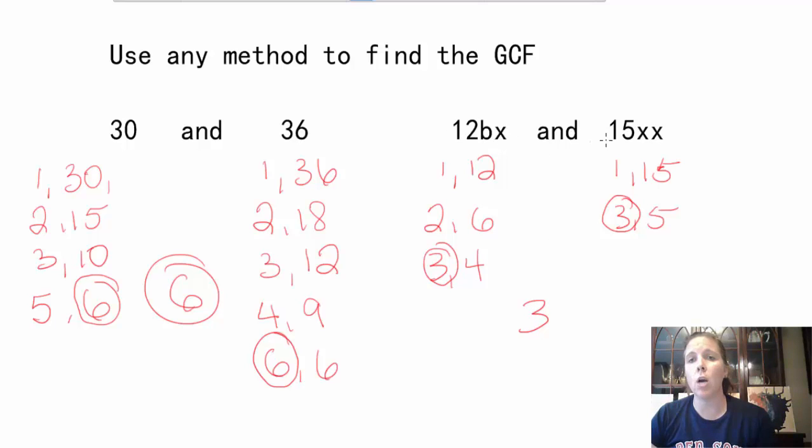So then we look, what do we have in common? We have 1 x here and 2 x's here. We have 1 b here and no b's here. So what do we have in common? We have 1 x is the only thing we have in common. So the greatest common factor would be 3x. Okay?